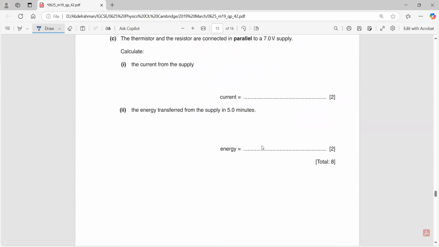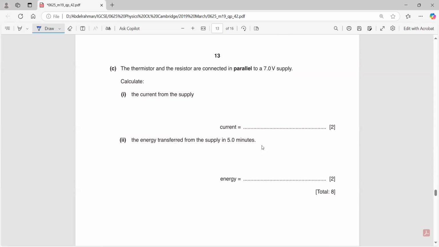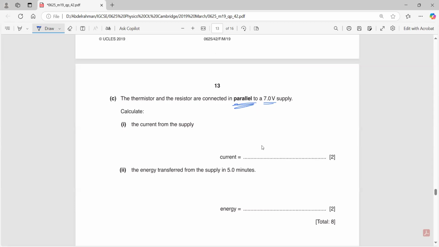The thermistor and the resistor are connected in parallel to a 7-volt supply. Calculate the current from the supply. They are both connected in parallel to a 7-volt supply. Basically, they both have the same voltage. Can I draw a simple circuit?